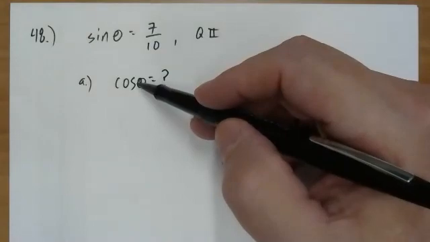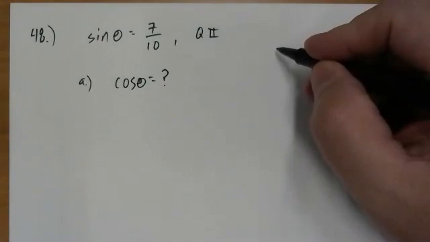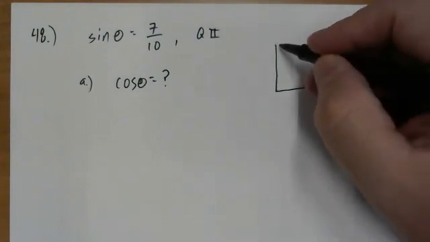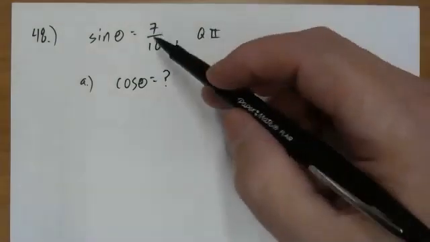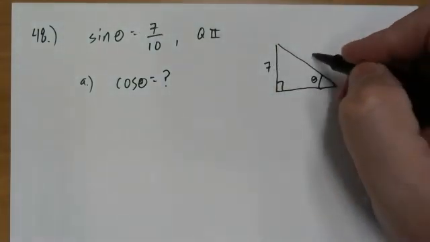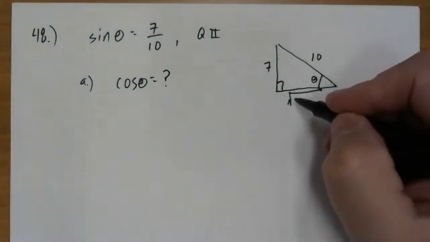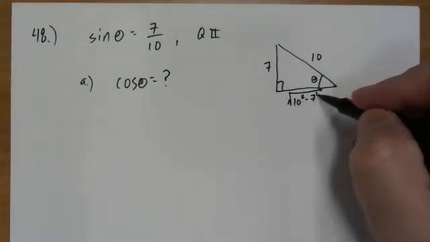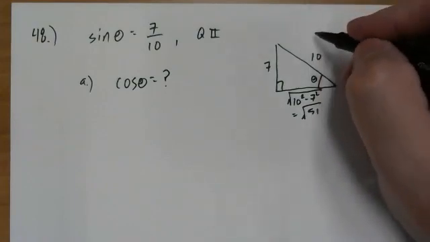Now you could find cosine of theta using identities, but by now, if you've watched me work out problems, you know I like to just take a trig function and create a right triangle. Sine is 7/10, so SOH, opposite over hypotenuse. Then to find this bottom leg, you take the hypotenuse squared minus the other leg squared, 100 minus 49, square root of 51.